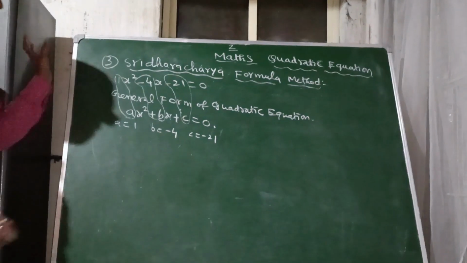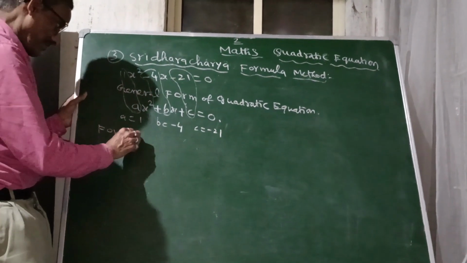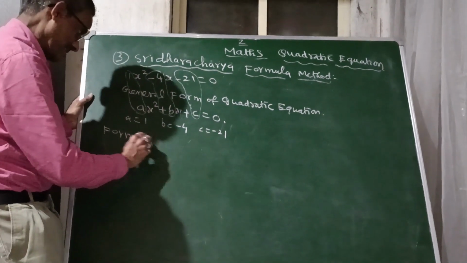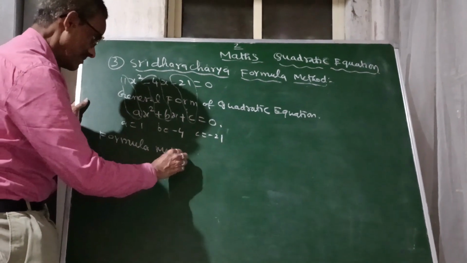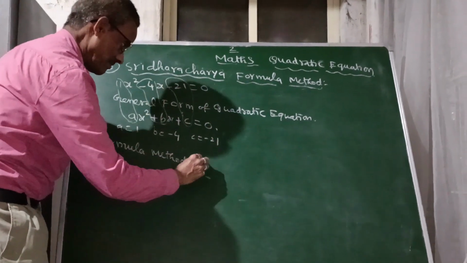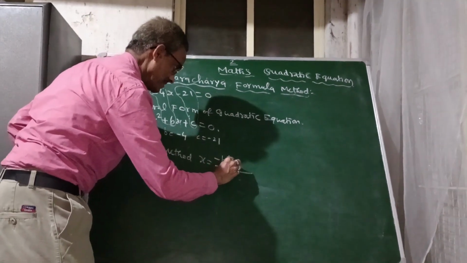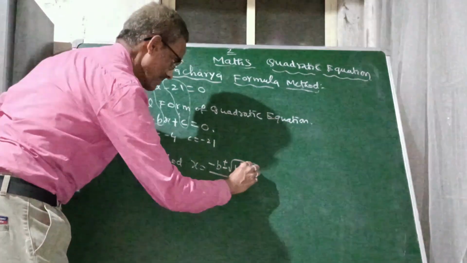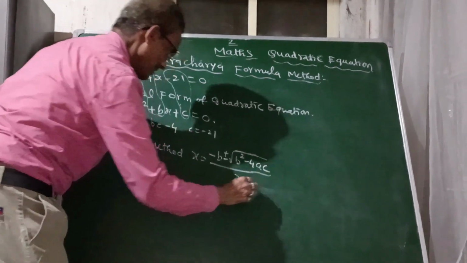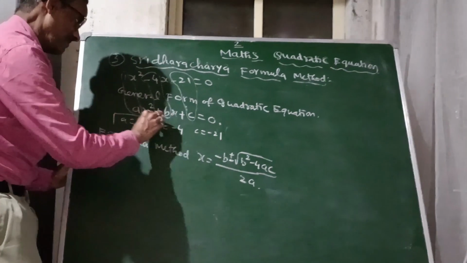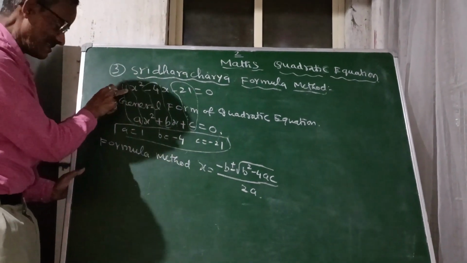Now, what does the Sridharacharya formula method say? This formula method is for solving for the roots, finding the x value, the roots of the equation. I will write it now. Remember the formula: x = (-b ± √(b² - 4ac)) / 2a. Okay, we already got the a value, b value and c value by comparing the general form and the given equation.